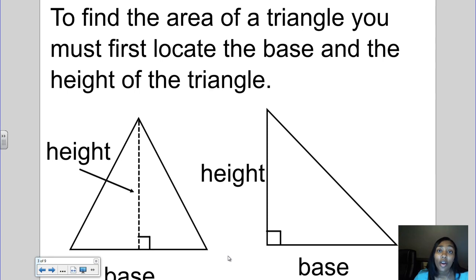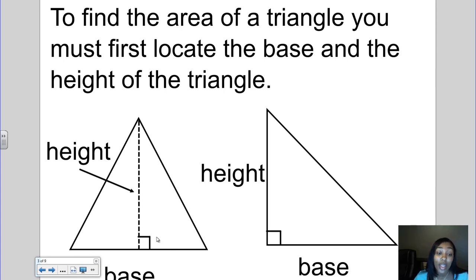To find the area of a triangle, you must first locate the base and the height of the triangle. In order to locate the base and the height, you're going to look for the little right angle square. If you look down here at this triangle, I'm locating the little right angle square, and it is touching the height and the base. If you notice, this little square is touching the bottom and it's also touching the dotted line.